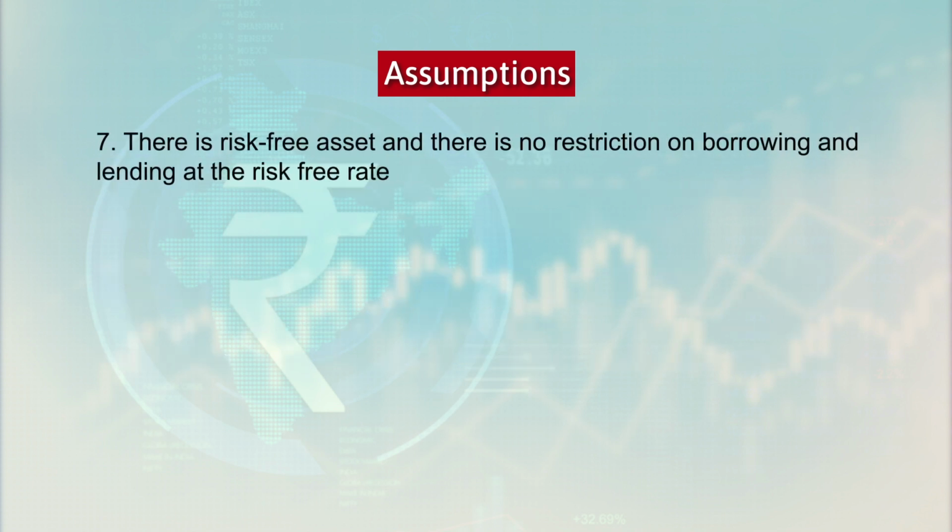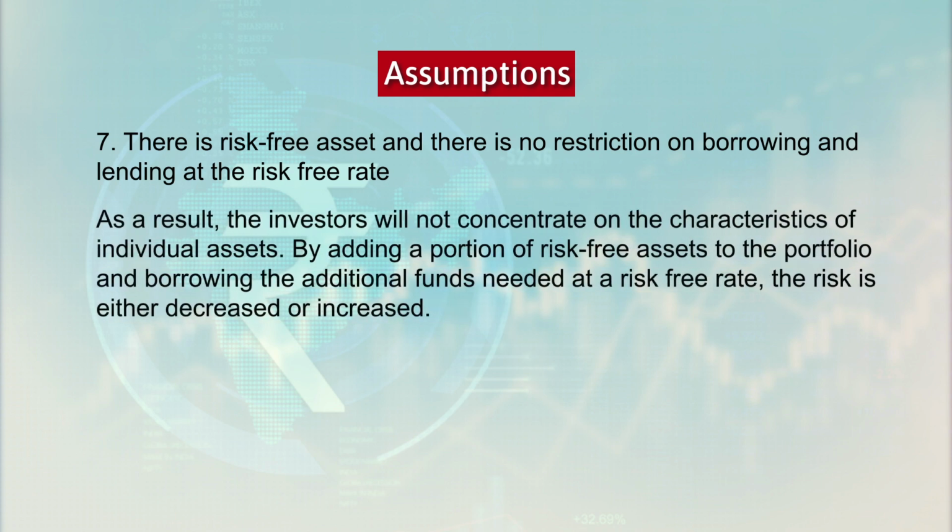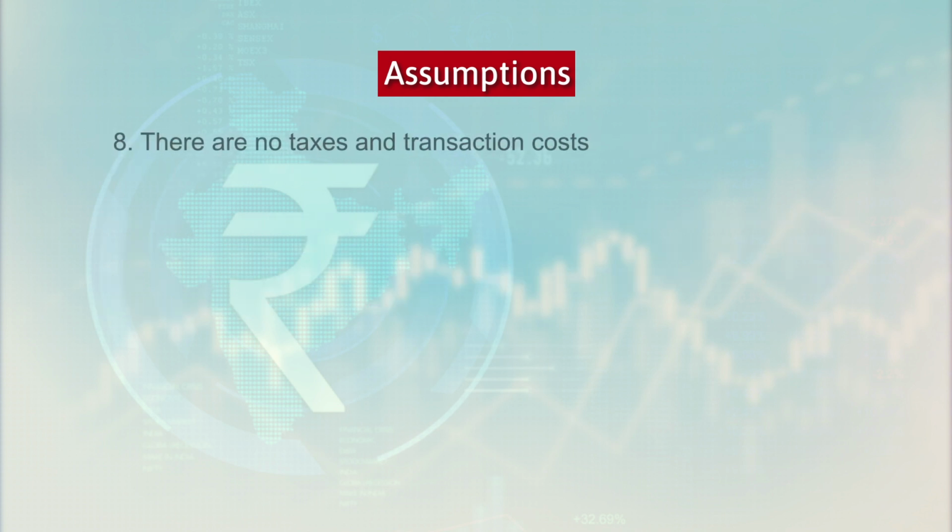Seventh point, there is a risk-free asset and there is no restriction on borrowing and lending at the risk-free rate. As a result, the investors will not concentrate on the characteristic of individual assets. By adding a portion of risk-free asset to the portfolio and borrowing the additional funds needed at a risk-free rate, the risk is either decreased or increased. Eighth assumption is there are no taxes and transaction costs are also not there.